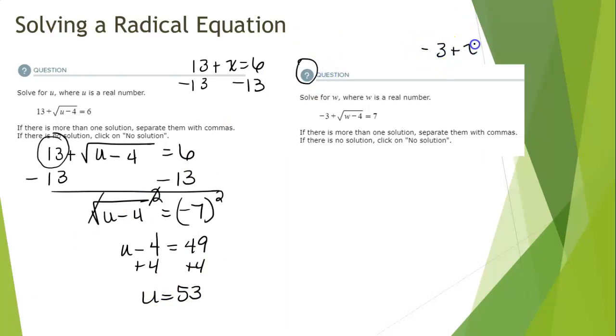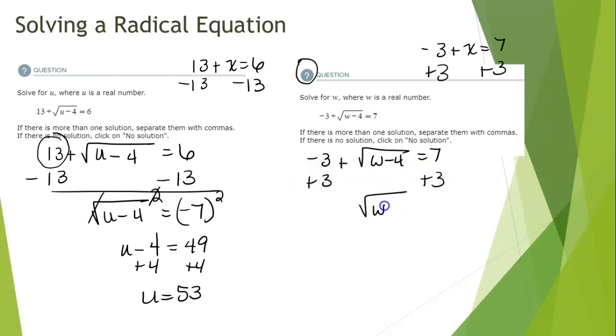You pause the video and try this one on your own. Remember, if this said negative 3 plus x equals 7, what would you do first there? Well, you should have said that you would add 3 to each side, so we're going to do the same thing here. We want to isolate the square root by adding 3 to each side. So we have the square root of w minus 4 equals 10.